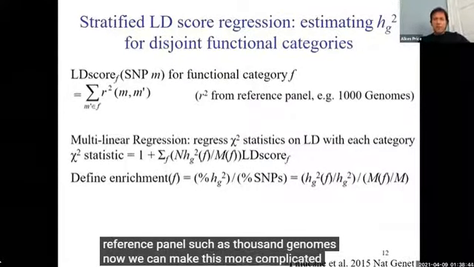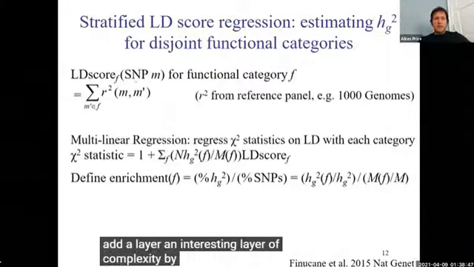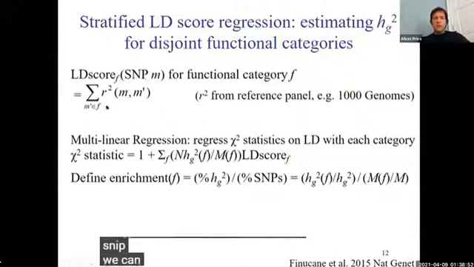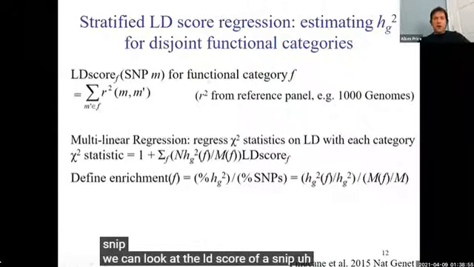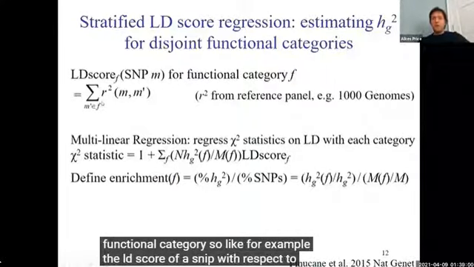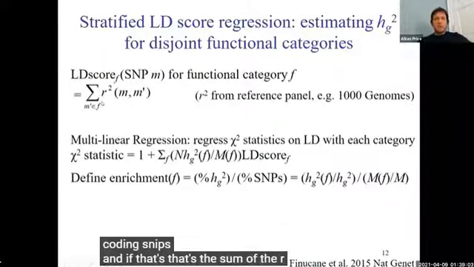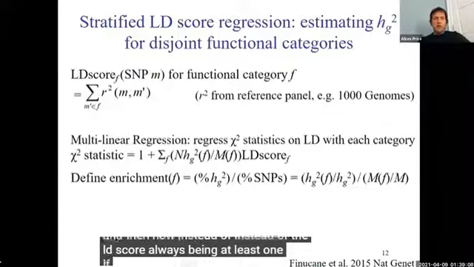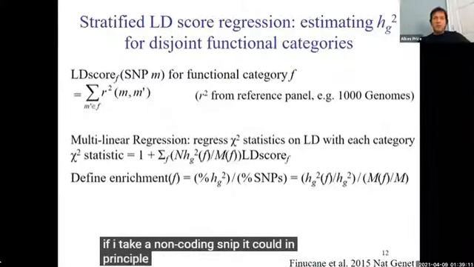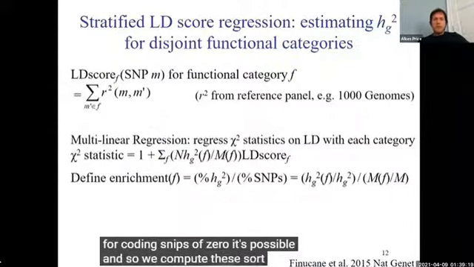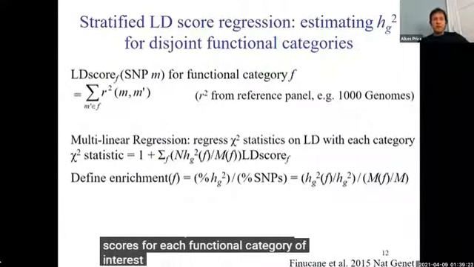Now we can add an interesting layer of complexity by saying, instead of just looking at the total LD score of a SNP, we can look at the LD score of a SNP with respect to SNPs in a particular functional category. For example, the LD score of a SNP with respect to coding SNPs, which is the sum of the r-squared of that SNP with all coding SNPs. Now, instead of the LD score always being at least 1, a non-coding SNP could, in principle, not be in LD with any coding SNPs, and have an LD score for coding SNPs of 0. It's possible. And so we compute these LD scores for each functional category of interest to us in turn.